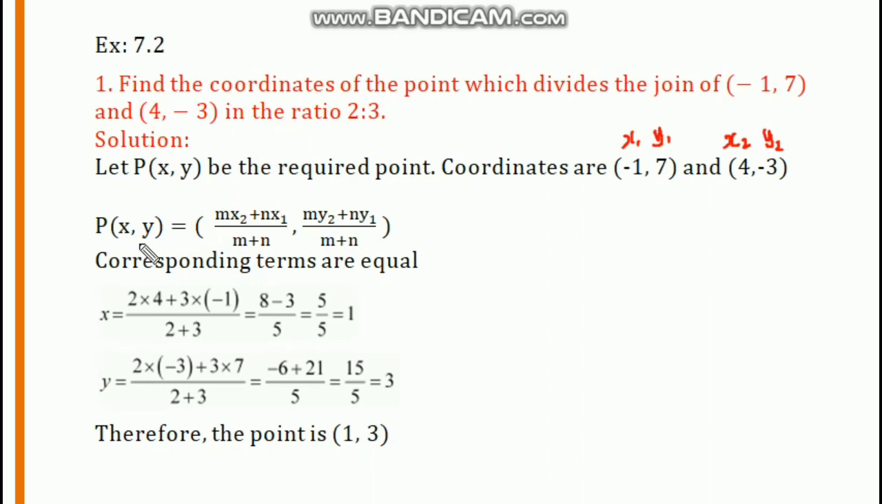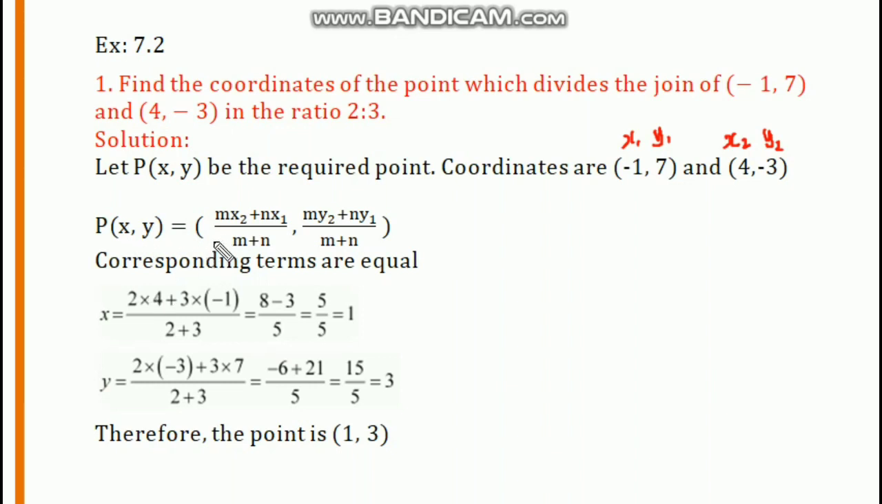Then use the section formula. The section formula is P equals (mx2 plus nx1) divided by (m plus n), comma, (my2 plus ny1) divided by (m plus n). We know the values of m, n, x1, y1, x2 and y2. Just substitute in this formula to find the x and y values.